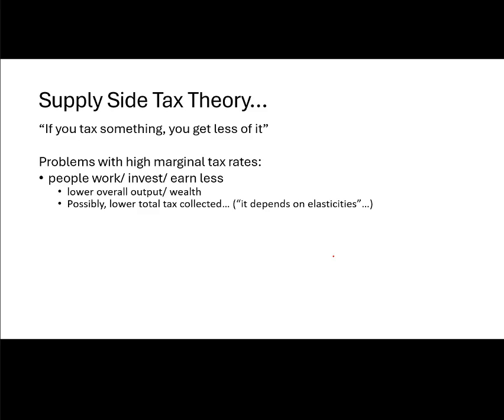Let's just summarize that. The supply siders say if you have high tax rates in particular, so we're talking about the income tax now, people have incentives to work, invest, and earn less. There's going to be less overall output and wealth. And possibly or even likely there's going to be less overall tax collected, and we'll get to that here in a minute. We need to think about the elasticity of income with respect to the tax rate, which is a fancy way of saying how much more will people work or invest or start businesses based on a given reduction of the current tax rate.